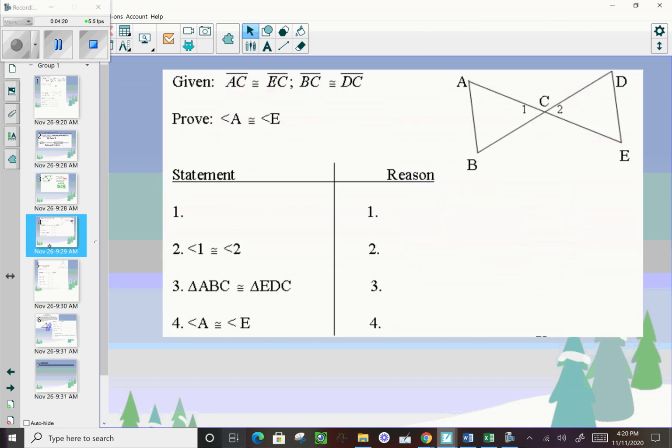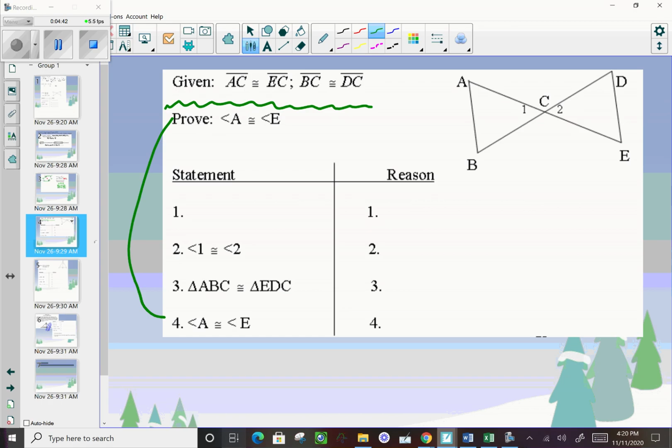So now what we're going to do is use that in proofs. As usual, you're going to mark what you know to be true on your picture. So segment AC is congruent to segment EC, and segment BC is congruent to segment DC. We're trying to prove angle A and angle E are congruent. Now remember, when you do proofs, you can't do anything with that statement to prove it. It doesn't get written until the very last statement. But you do know that your given goes in the first spot. So segment AC congruent to segment EC, and segment BC congruent to DC.